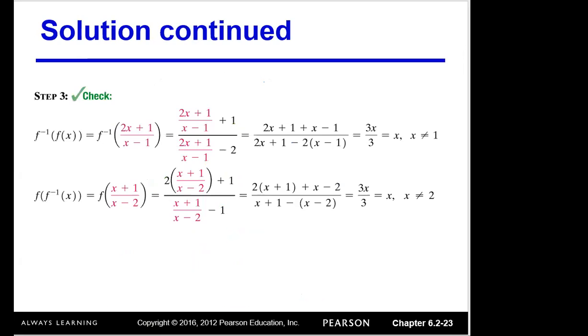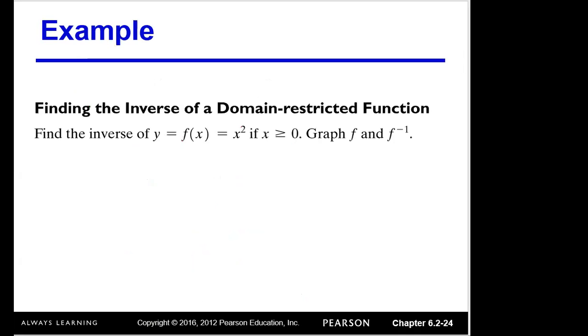And then the next slide, which I'm not going to go through with you, is just them once again verifying it, but most people don't bother with that. So, okay. And then finding the inverse of a domain restricted function. Sometimes a complete function is not one-to-one, which this one isn't.